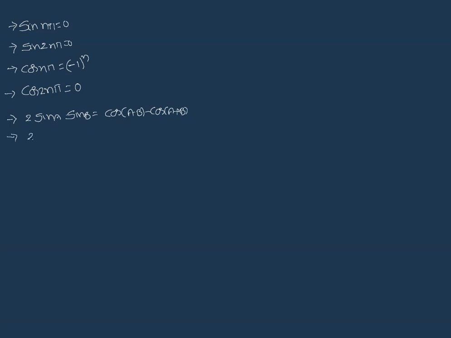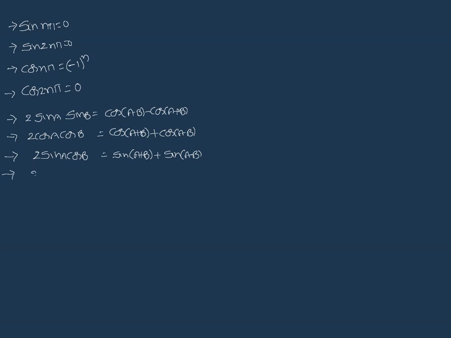Similarly, 2 cos A cos B is cos(A+B) plus cos(A−B). Similarly, we require 2 sin A cos B, which means sin(A+B) plus sin(A−B).